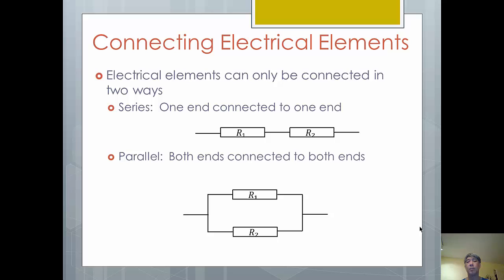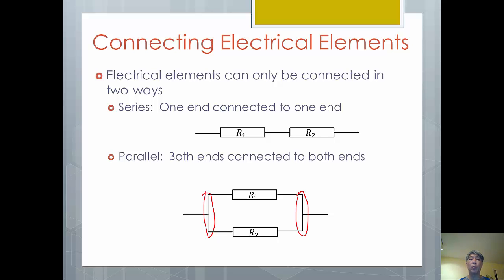Electrical elements are primarily connected in only two ways. They're either connected in series, where one end is connected to the other end, and the other two ends are connected to the rest of the circuit. Or it's in parallel. When it's in parallel, both ends of the electrical element are connected together. So in this case, this end is connected and this end is connected. Those are the two ways, either in series or in parallel.